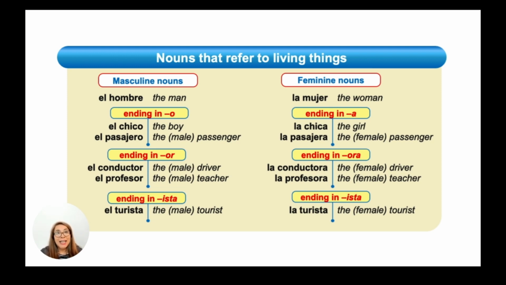If it ends in ista, like el turista, the tourist, dentista, the dentist, could be either one. You can tell because the article, look at the article that goes right before it, el turista or la turista. That gives you an idea of whether it's a male tourist or a female tourist. But we'll talk about articles in just a few minutes.